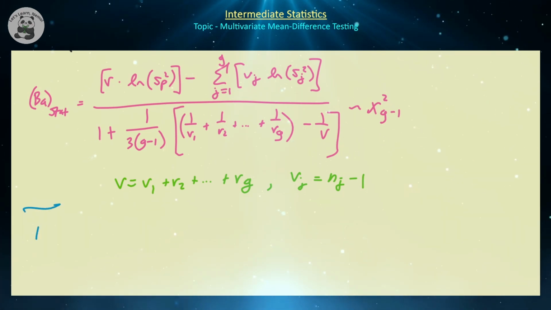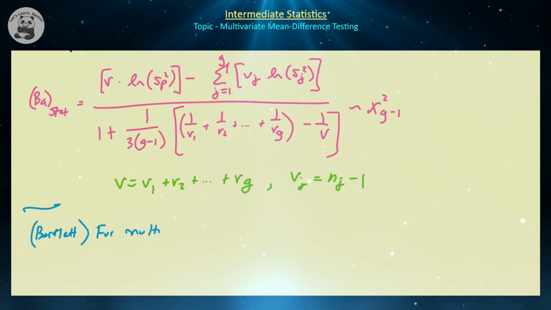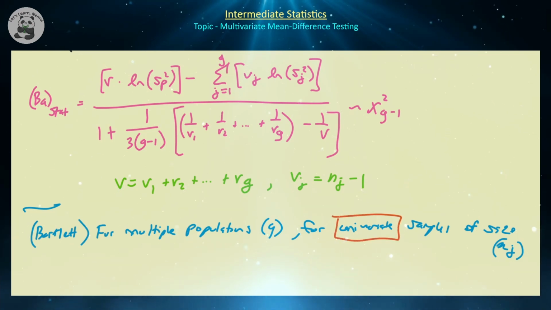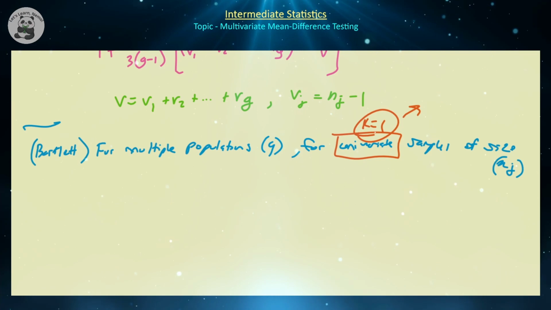Right? So what exactly does the Bartlett test do? It does it for multiple populations, in particular G of them, for univariate samples of size nj, right? And when I say univariate, I mean k is equal to 1. So if we want to increase this into the multivariate world, which we definitely need, then we need to be able to generalize this to an arbitrary k, like k is equal to 2, k is equal to 3, k is equal to 52. Anything is good, right?